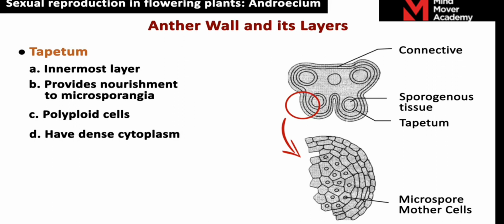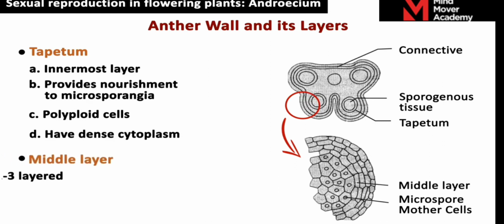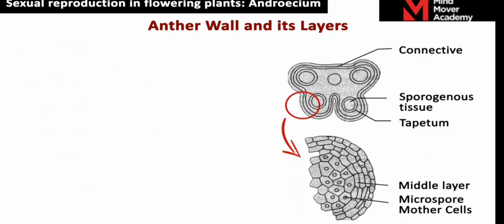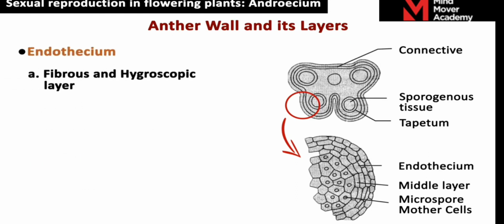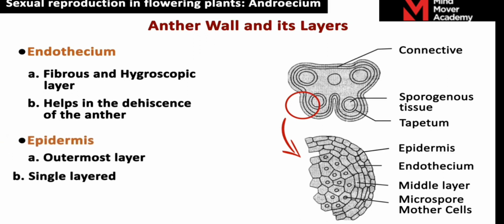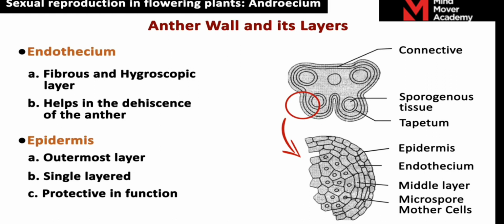Now, the anther wall has 4 layers. The layers from the innermost to the outermost are tapetum, middle layer, endothecium, and epidermis. The middle layer is 1 to 3 layered, ephemeral, and degenerates at maturity. The endothecium is a fibrous layer that helps in the dehiscence of the anther due to its hygroscopic nature. The outermost layer, that is the epidermis, is single-layered and protective in function.